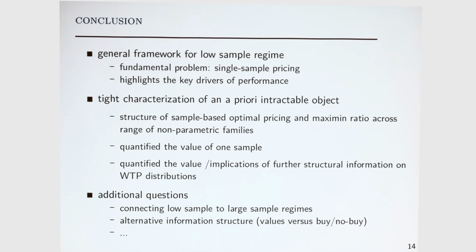Now, given that we understand this problem better, there are many directions that one could explore. First, the natural one is what happens if we have 2 samples, 3 samples. At EC last year, 2018, there was a paper by Babaioff et al. that showed some preliminary results in that direction. Also, here we assume that we observe the sample. So one thing is, what if we just observe it by some other decision?